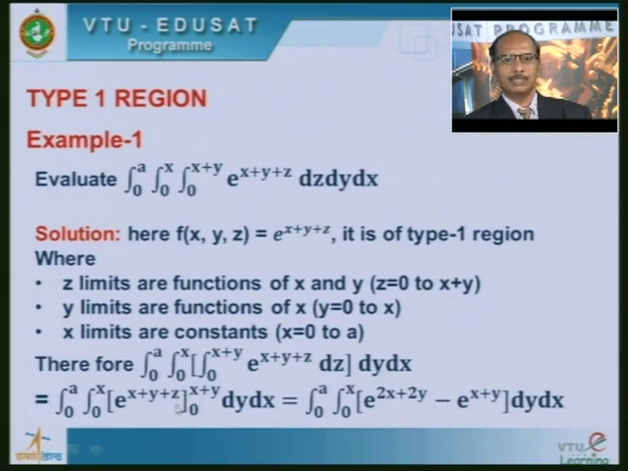When z is equal to 0, put in place of z 0 here. So, e raised to x plus y plus 0, that is e raised to x plus y. This is upper limit value minus the lower limit. So, one integration is over. You can see that it is completely purely a function of x and y. After the integration with respect to z, the resulting function is the function of x and y.